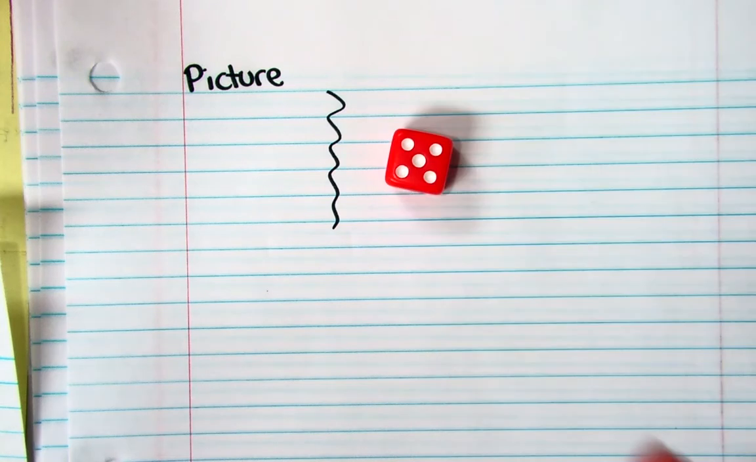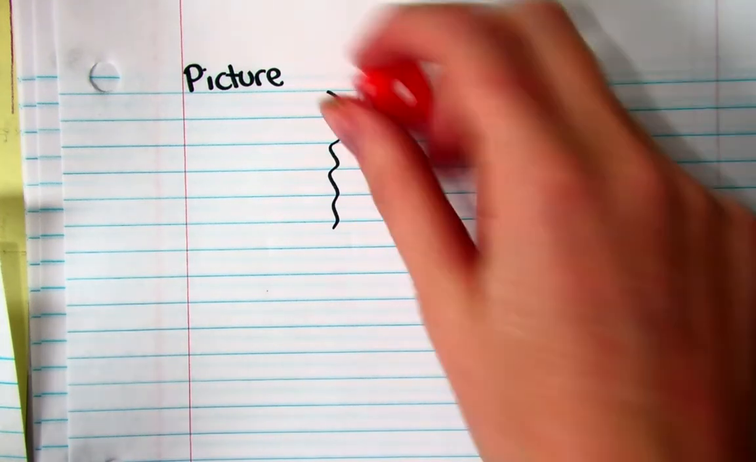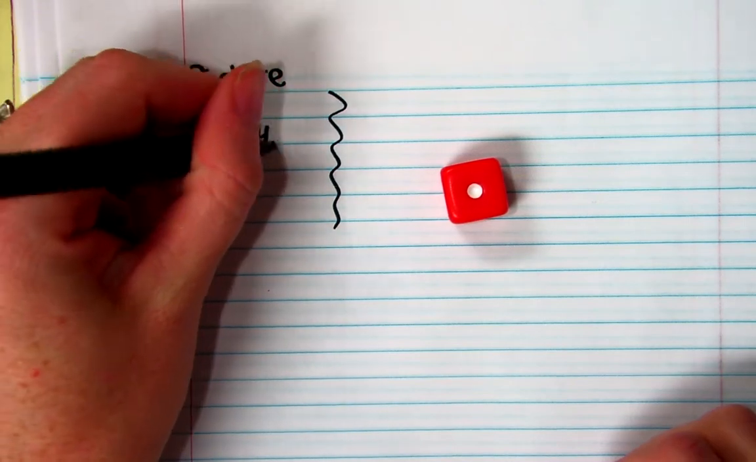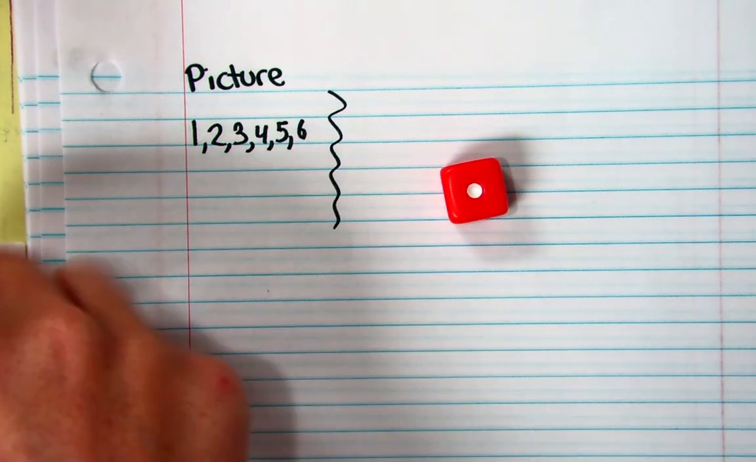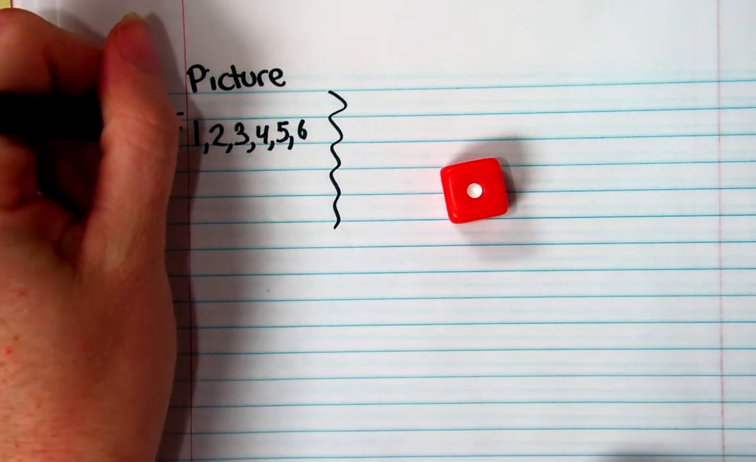So I'm going to list out the sample space, that's my picture, of all the possible outcomes, everything that can happen when I roll this dice. So I can roll a 1, 2, 3, 4, 5, or 6, and that gives me all the possible outcomes. I can never roll a 7 with this dice. I can never roll a 0 or anything else. It's just these numbers. Okay?